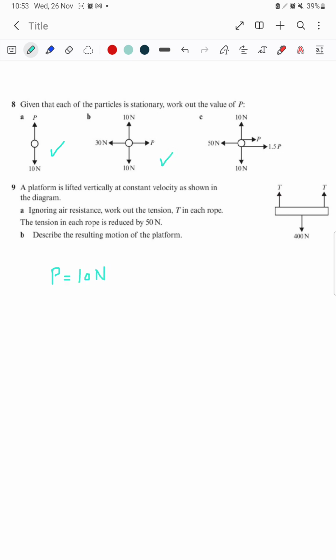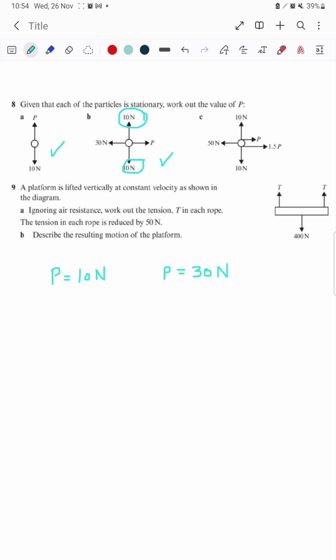For the second question, we have forces in the horizontal direction as well as the vertical direction, and the object is stationary. On the vertical direction both the forces are equal, and the same should be true for the horizontal forces. So P should be equal to 30 newtons because the forces are balanced as the object is stationary.